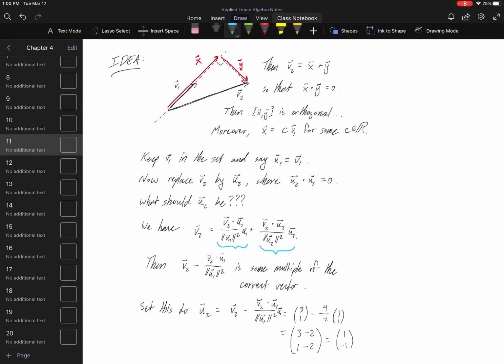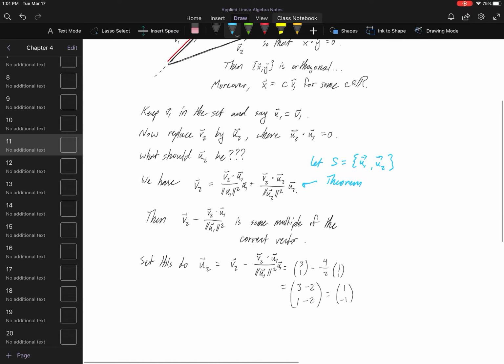And that's not too hard to show, actually, because we already know that if u1 and u2 are an orthogonal set, so let S be u1 and u2, then the theorem from last time, our coordinate theorem, tells us exactly what the coordinates of v2 have to be. We know exactly what that has to look like because we have an orthogonal basis or an orthogonal set.